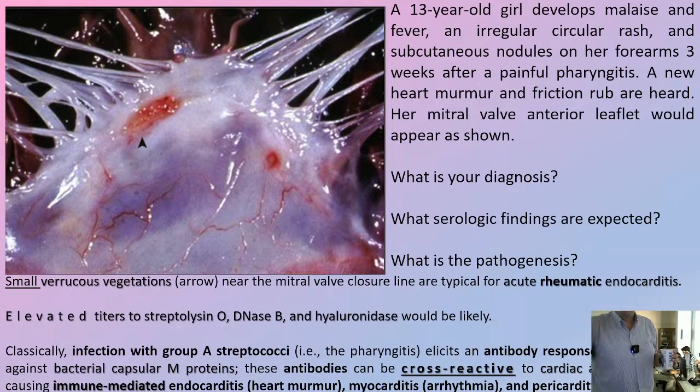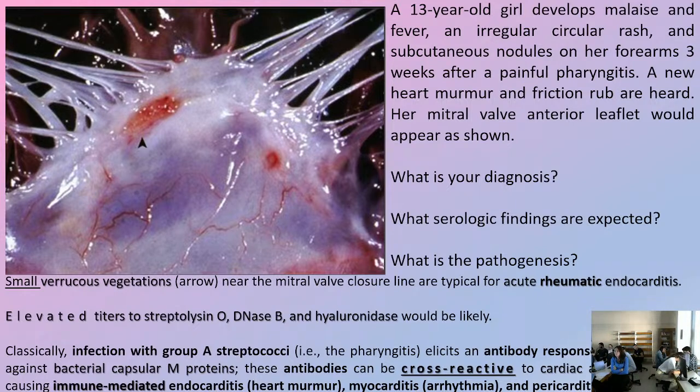It has an antibody response against bacterial proteins, and this is immune-mediated endocarditis. So, if we have endocarditis and we have the mitral valve affected, that's the murmur you listen to when you examine the heart. Arrhythmia, because this rheumatic disease can affect the myocytes as well. And pericarditis, which is clinically evident with the friction rub.